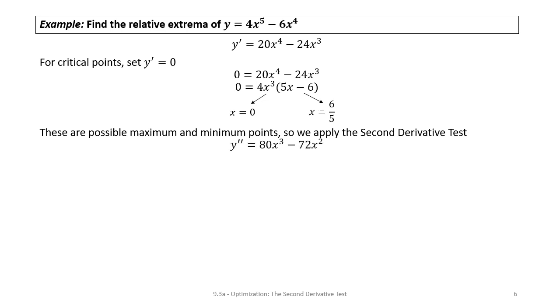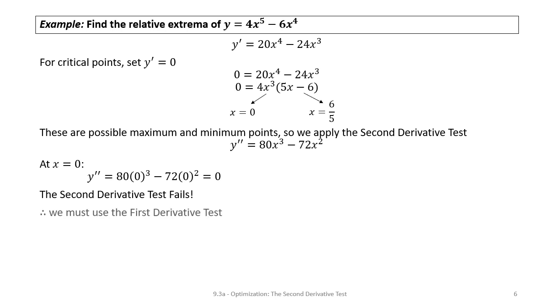First, we find the second derivative. So we'll take the derivative of the first derivative to give us y double prime equals 80x cubed minus 72x squared. So let's check x equals 0. At x equals 0, we'll get that y double prime equals 80 times 0 cubed minus 72 times 0 squared. This equals 0. So the second derivative test fails. So we'll follow the last point of the second derivative test where it says if it fails, we must use the first derivative test and check using a sign diagram.